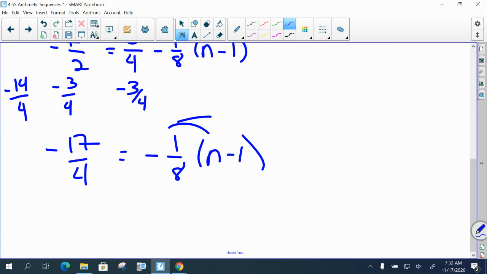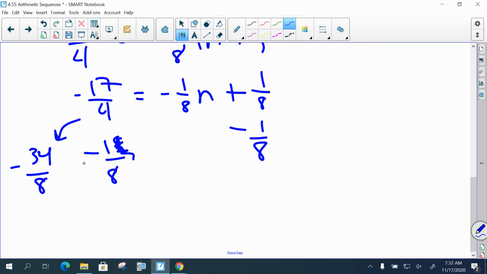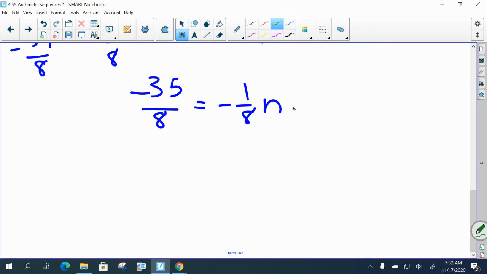Okay, you can distribute the negative 1/8. This would be plus 1/8. Subtract the 1/8. Oops, 1/8, not 18. And then this would be negative 34/8. We want to combine these two, so that would turn into negative 34 minus 1 is negative 35/8 equals negative 1/8 n. Okay, so one thing you could do is multiply both sides by negative 8, the reciprocal. And then when you do that, the 8's cancel, the negatives cancel, and you just get 35.